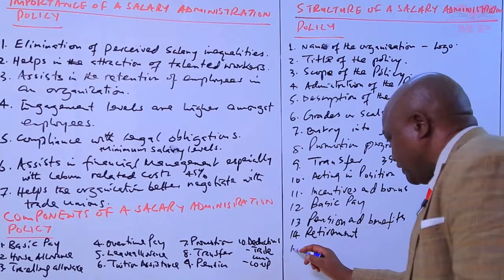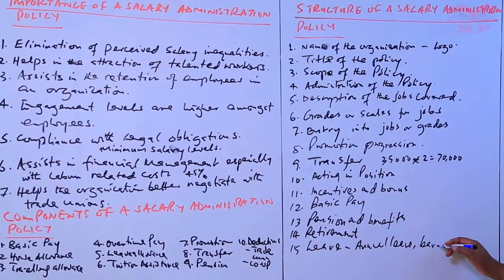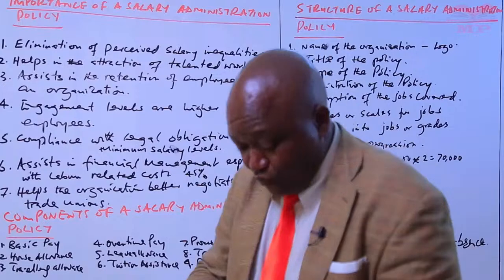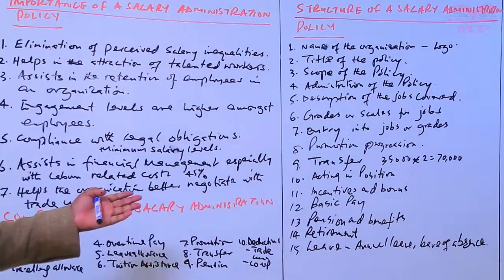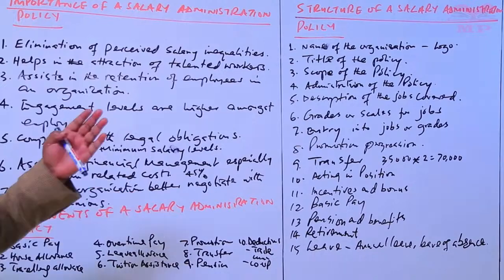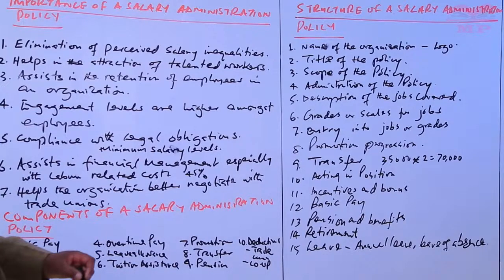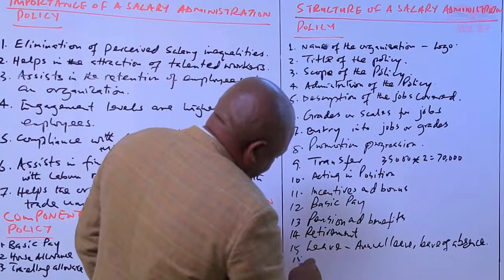There are also issues to do with the leave, and this leave can be leave of absence. So when an employee is on leave of absence, what happens? Do they get paid? If they are on annual leave, what happens? Do they get a leave allowance, or do they get their full maybe gross salary and so on? So this could be some of the things that could be found on the structure of a salary and administration policy.